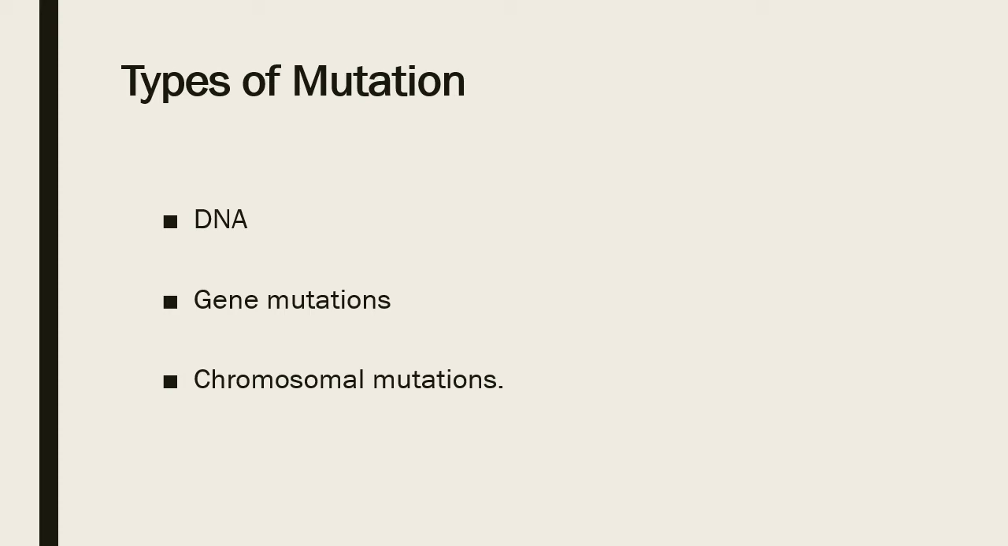And the last type is chromosomal mutations. As I discussed in detail in my previous lecture, there is a constant number of chromosomes in an organism, and if there is a change in chromosome numbers, it causes serious genetic abnormalities in the coming organisms.